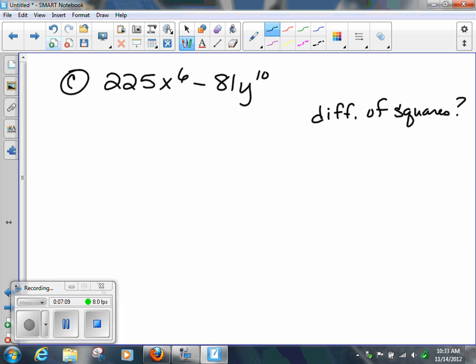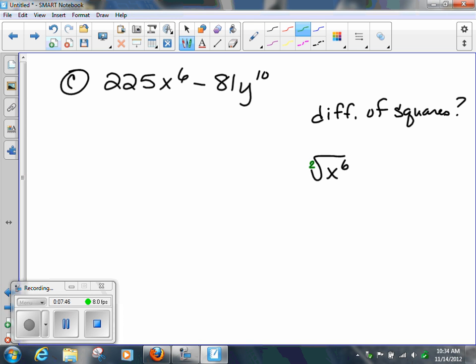Now, but what about x to the 6th and y to the 10th? Those aren't perfect squares. No, they're not. But when you take the square root of an even exponent, folks, I want you to think about that. What's the square root of x to the 6th? How do you know that? Because your index is 2, it's there but not there, and we're dividing. So if it's evenly divisible by 2, then it is a perfect square of sorts.